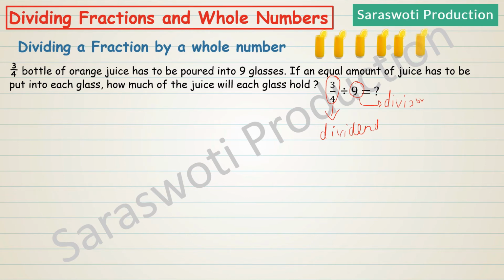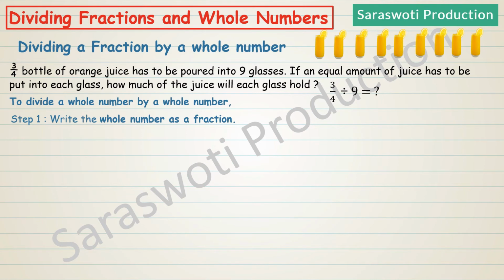Given to us are 9 glasses of juice. Step number 1: write the whole number as a fraction. There's a small mistake here. That is, we can divide a fraction by a whole number, okay? Because the topic is dividing a fraction by a whole number, yes? Now let's see how to do this.